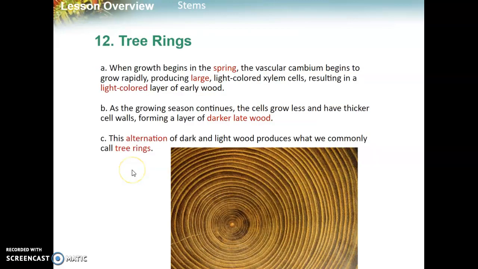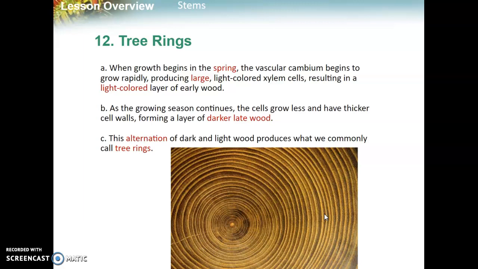Now, let's talk about tree rings, because you see those in a cross-section of a stem when you cut a tree. So here you see these rings. You see a light ring and then a dark ring, then a light ring, then a dark ring, then a light ring, then a dark ring. What causes that? Well, here's what's going on. In the spring, there's lots of water, the temperature's nice, and the vascular cambium begins to grow really, really quick. And it makes xylem cells, because remember the secondary xylem is what makes the wood.